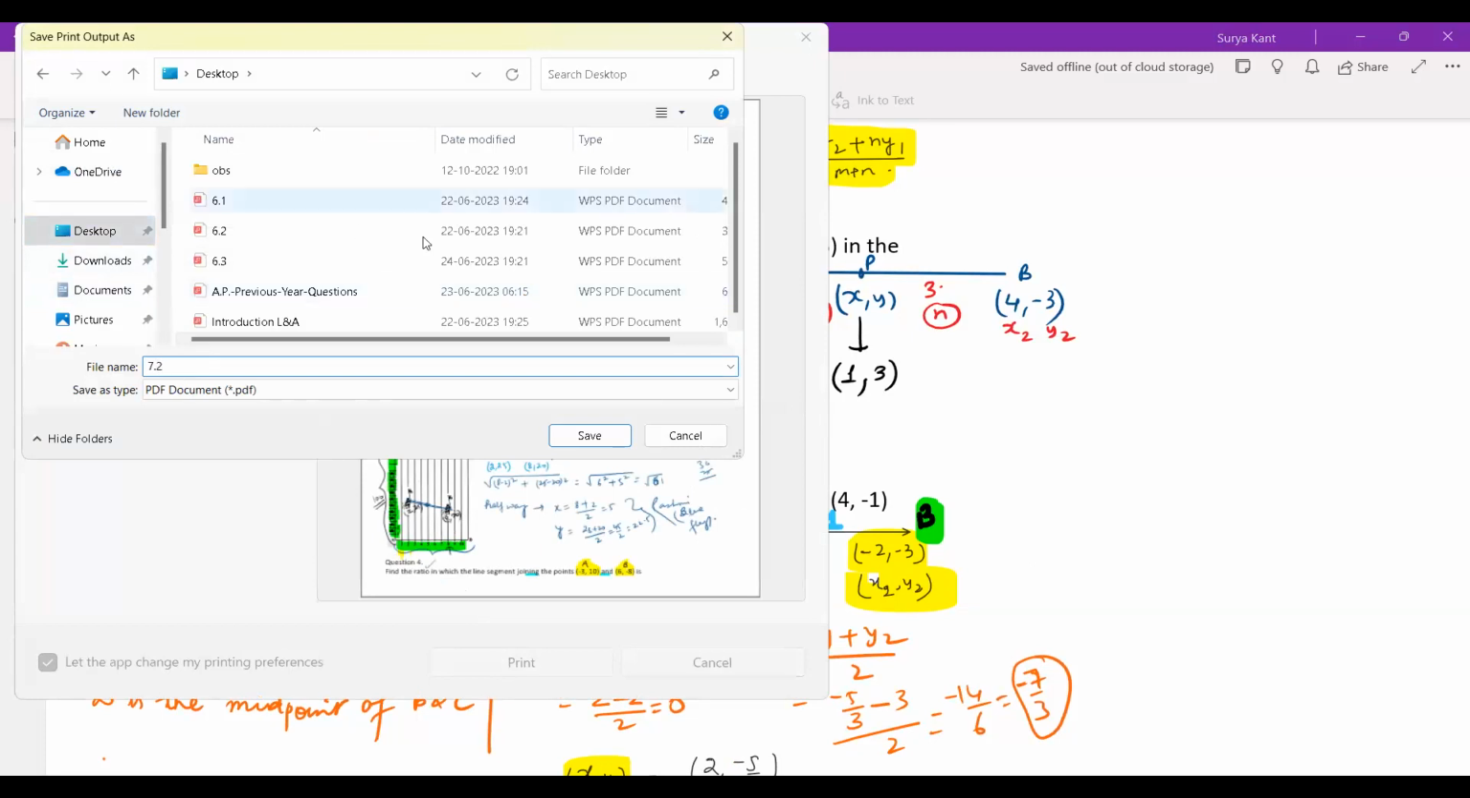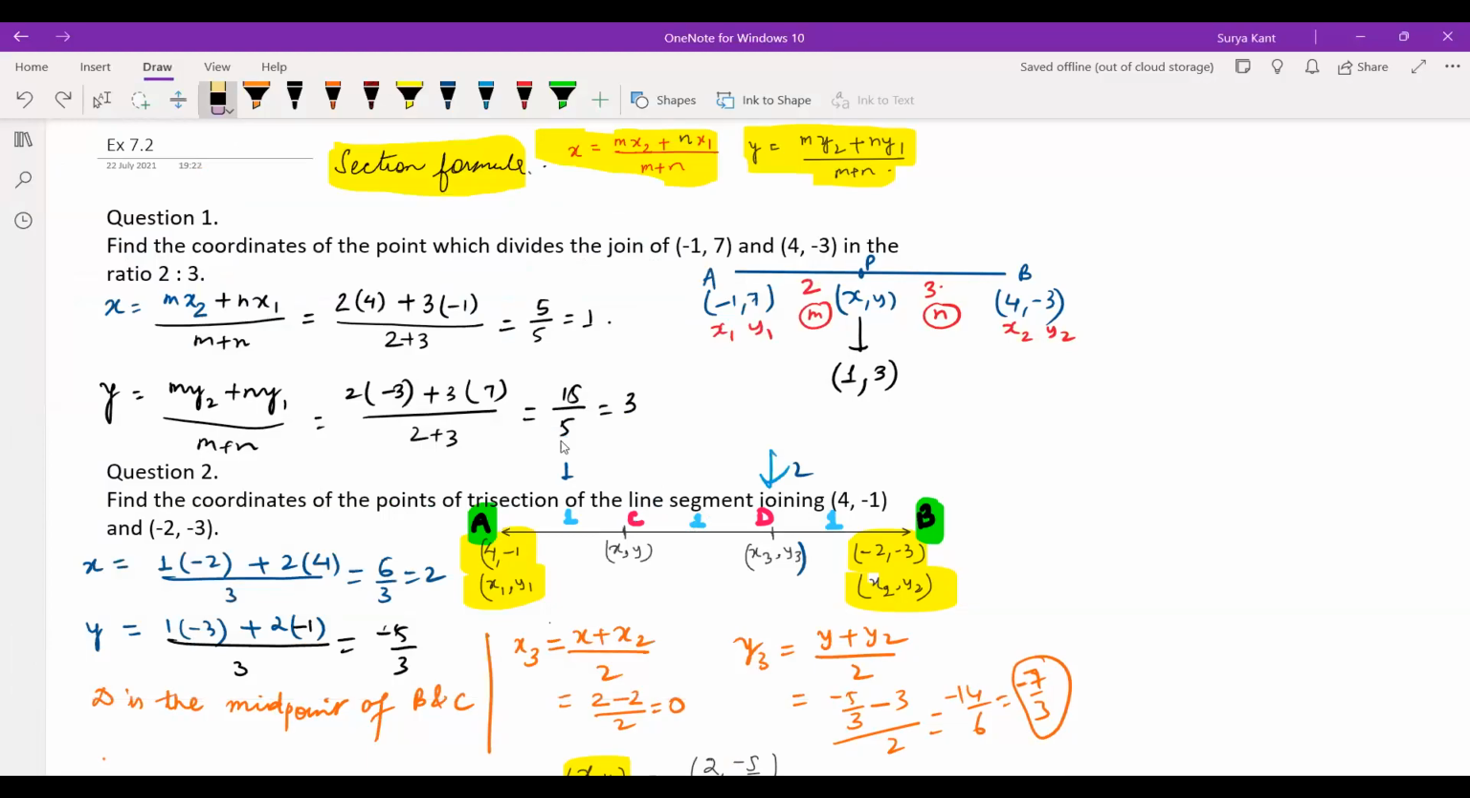So I'm sending this on WhatsApp, okay? Does anyone feel difficulty anywhere, how to solve anywhere?